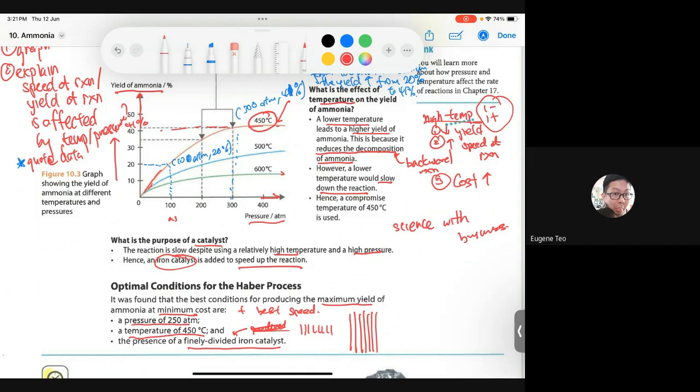So there are 3 conditions for Haber process. They will tend to test you on these conditions. So you just have to take note of it. Literally the numbers, the 250, the 450, and the finely divided iron catalyst, you need to know.